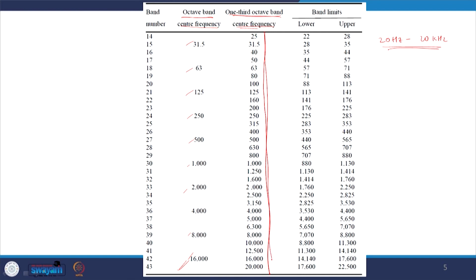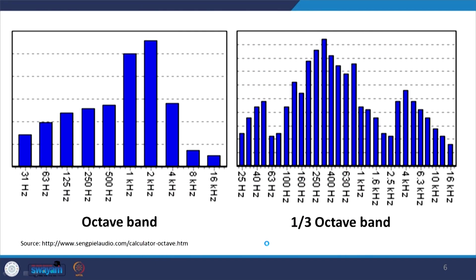So the observation point is also limited, so we get a quick analysis, but it is not very detailed. This is a more finer band and it gives you a more detailed analysis. So to compare the two, let's say we have the same signal.